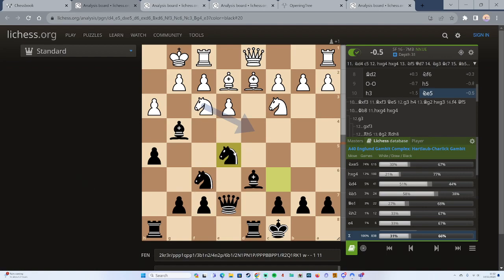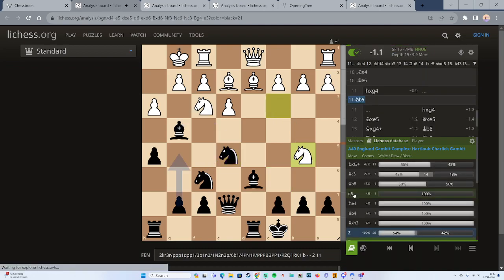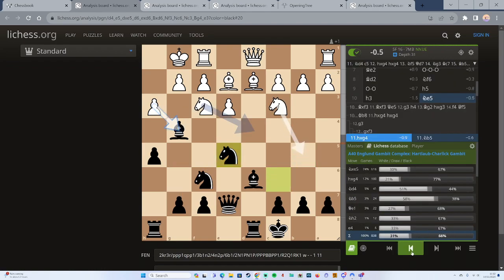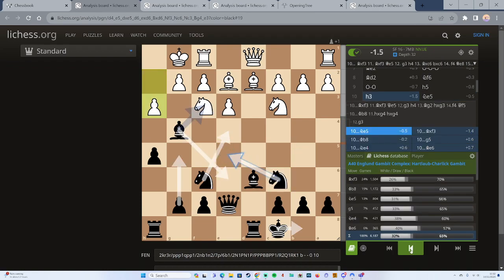Right, so what other options here? I mean, all of this is fairly good. Interestingly, knight to b5 scores well for white. This is when things get very tricky. Because I don't know how much I want to go down every single sideline. Until somebody plays it against me.